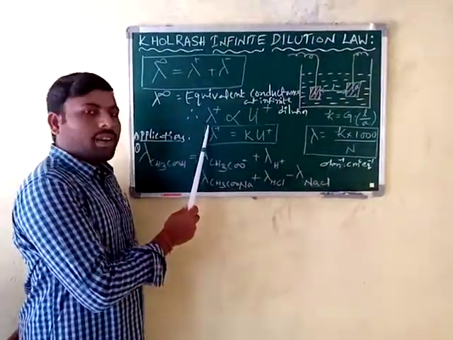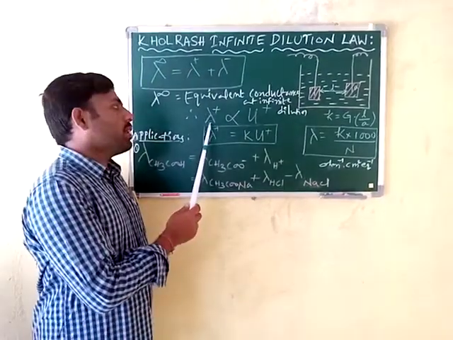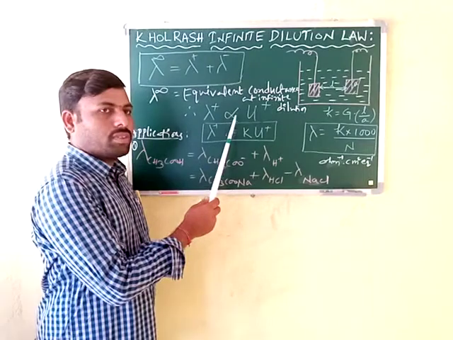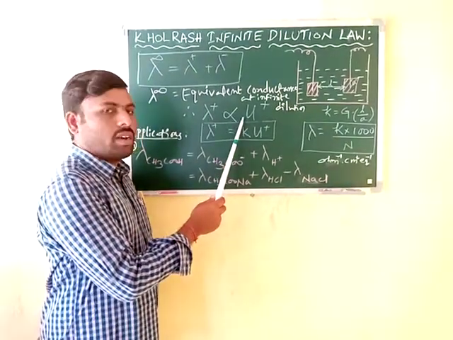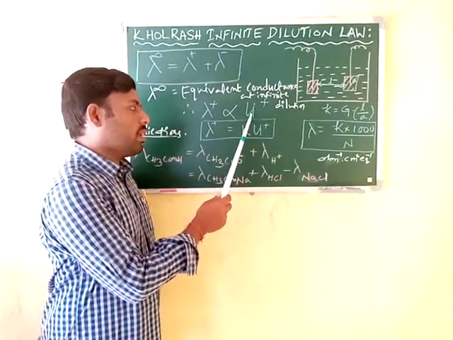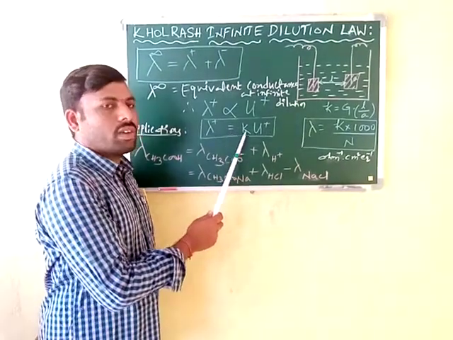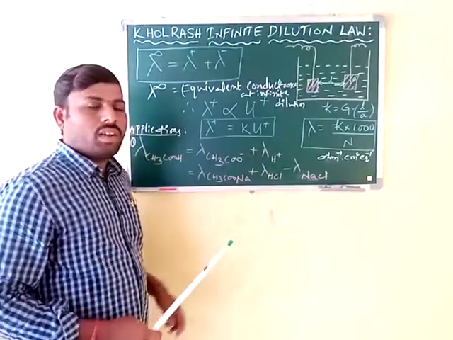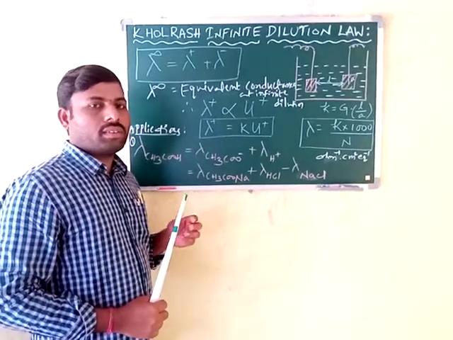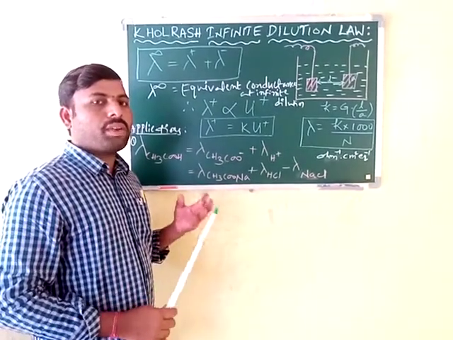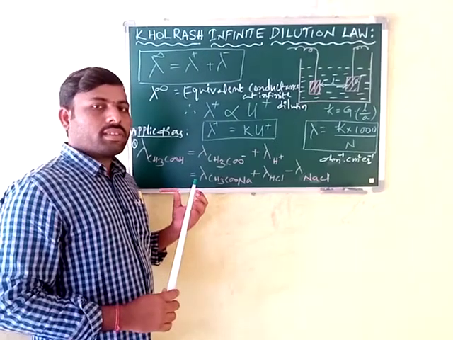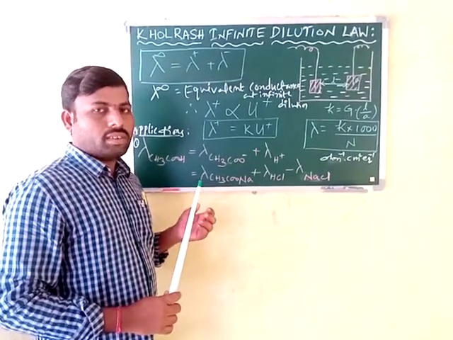We have another relation: lambda plus, the equivalent conductance of a cation, is directly proportional to its mobility or velocity, or lambda plus is equal to a constant into its velocity mu plus. There are a number of applications of the Kohlrausch law. The main application is to know the equivalent conductance of weak electrolytes.